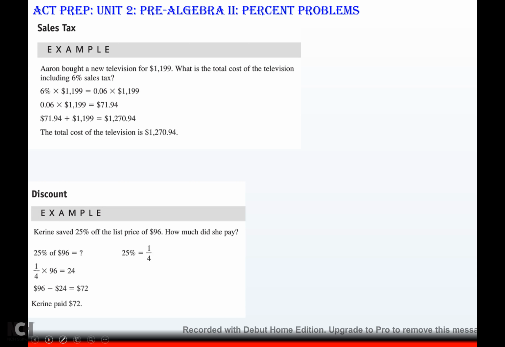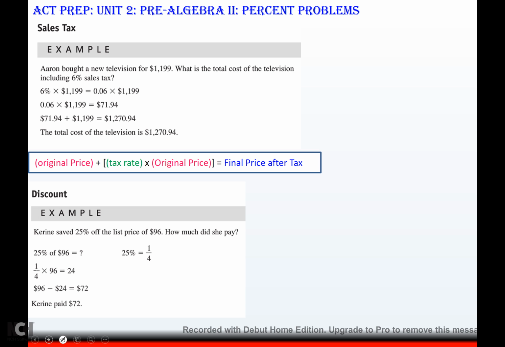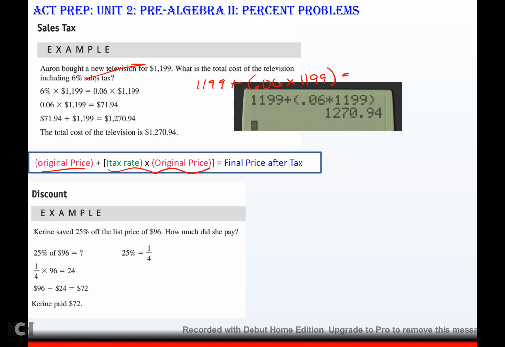Okay, so it says Aaron bought a new television for $11.99. What is the total cost of the television, including a 6% sales tax? Well, my formula says the original price plus the tax rate times the original price is the final. So my original price was $11.99 plus I have to calculate my tax, which is going to be 6% of the price. 6% as a decimal is 0.06. Of is times. The price is $11.99. And if you type that in the calculator, then you get $12.70.